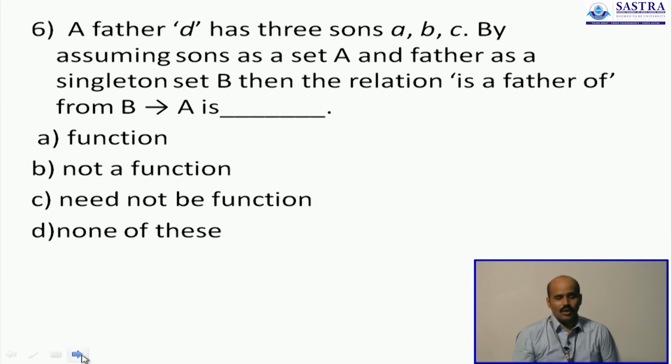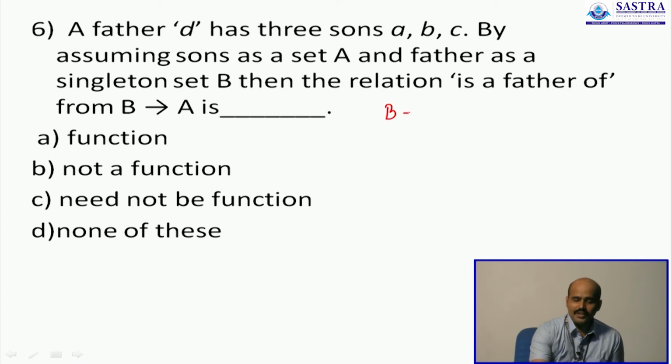Okay. Now a father D has 3 sons A, B and C. Assuming the sons are in the set A and the father in the set B, father being the only element in set B, then the relation is a father of, from the set B to the set A. We have 4 options before us. So we have a relation defined from B to A. Now B contains only D, A contains A, B and C.